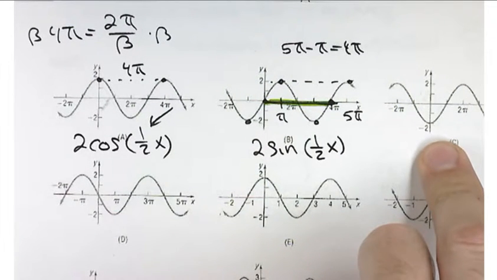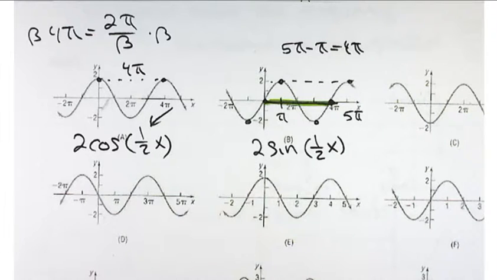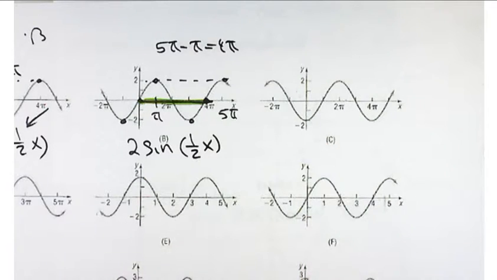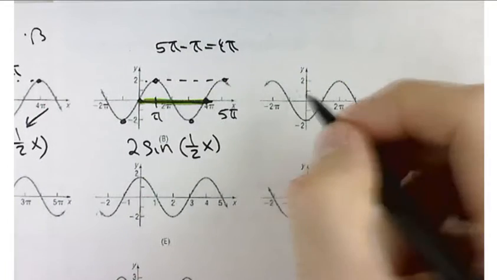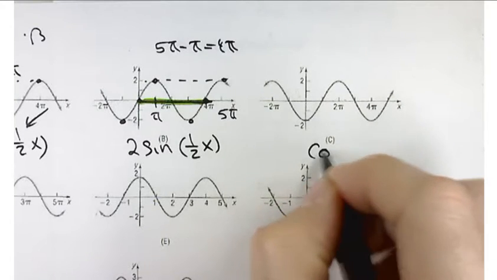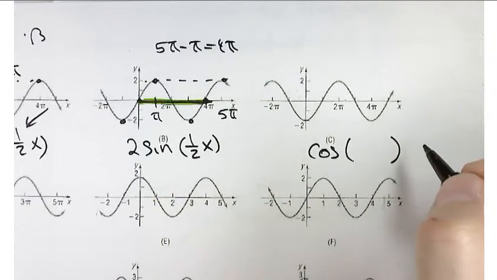Let's move over and take a look at this one, and then I'll have you try a couple. Part C. Jamel, do you think this is going to be a sine or cosine function? It's going to be a cosine. It's not a sine because it doesn't start at 0, 0. So this is a cosine function. Cosine.